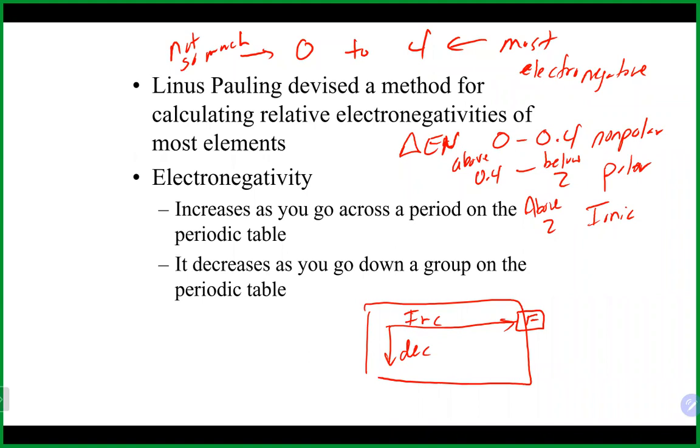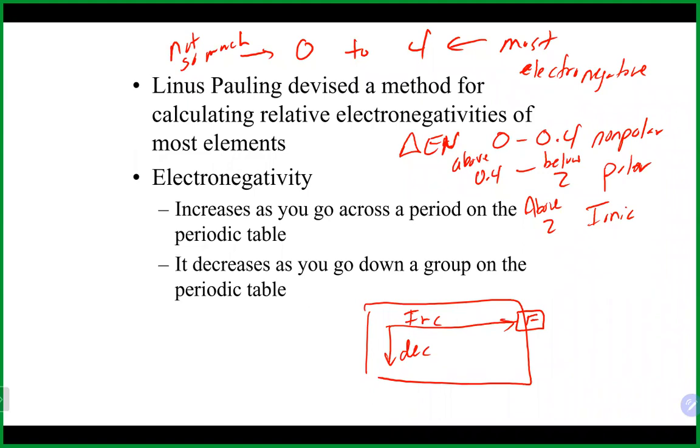So anywhere from 0 to 0.4 is considered nonpolar, which means we would expect equal sharing of electrons. Anywhere from 0.5 to below 2 will be polar, which means we would expect unequal sharing of electrons. And typically, a difference of 2 or more, or in that ballpark, is going to lead to an ionic compound.